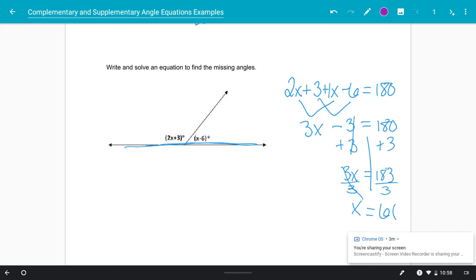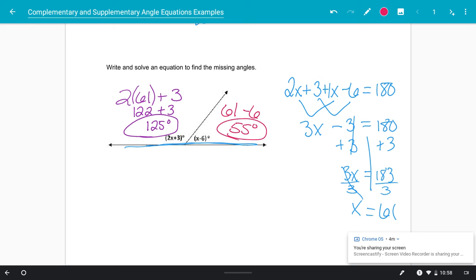Once again, that's not our final answer. That's just telling us the value of x. We then have to go back and substitute that value in to see what the actual angle measurement will be. So I plug in 61 for x here. 2 times 61 is going to give me 122. And then I add 3 to get an angle measurement of 125 degrees. So that's our first angle here. Next, I'm going to do 61 minus 6. Nice and easy here. We're going to get 55 degrees.